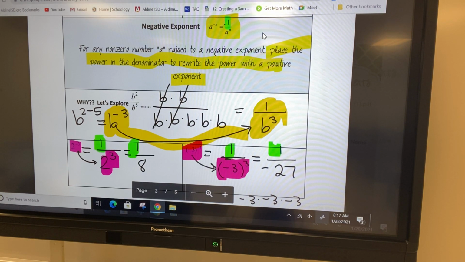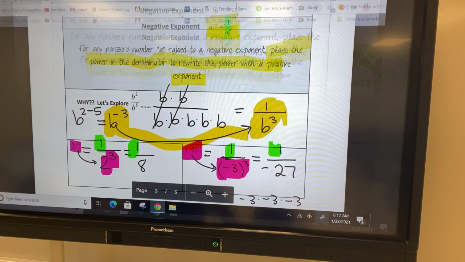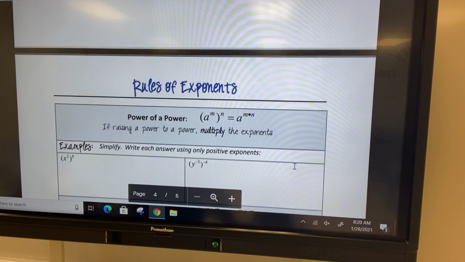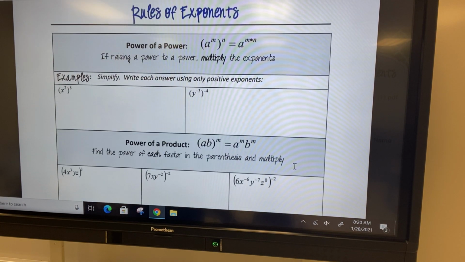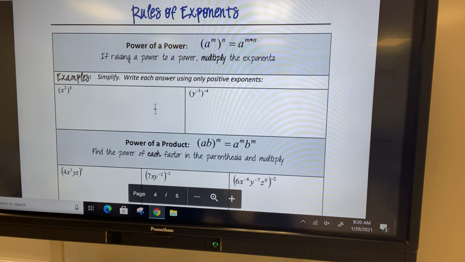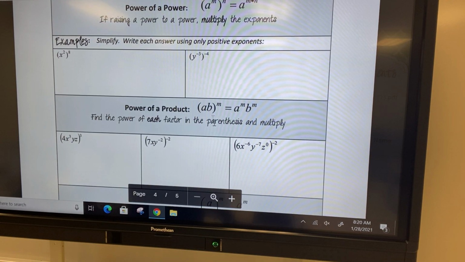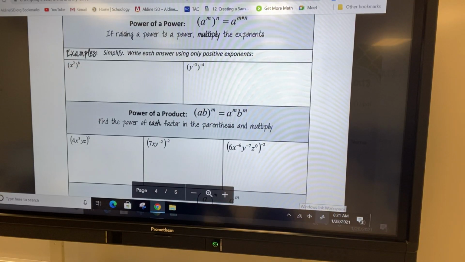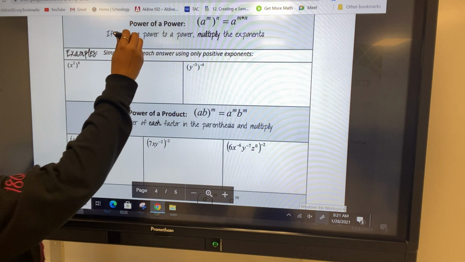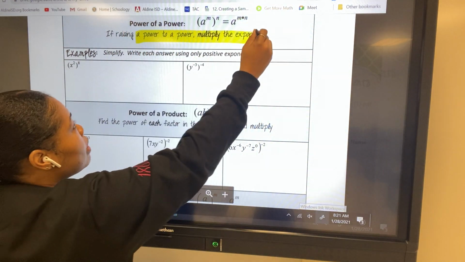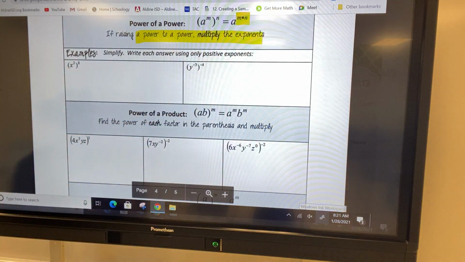All right, almost finished. We have one last rule that we're going to cover, and that is going to be the power rule. Power rule kind of looks like the product rule, but it's a little bit different because we only have one base this time. And so what we do here is kind of going to think of this as a stamp, okay? The power rule says that if you are raising a power to a power, then you must multiply the exponents.